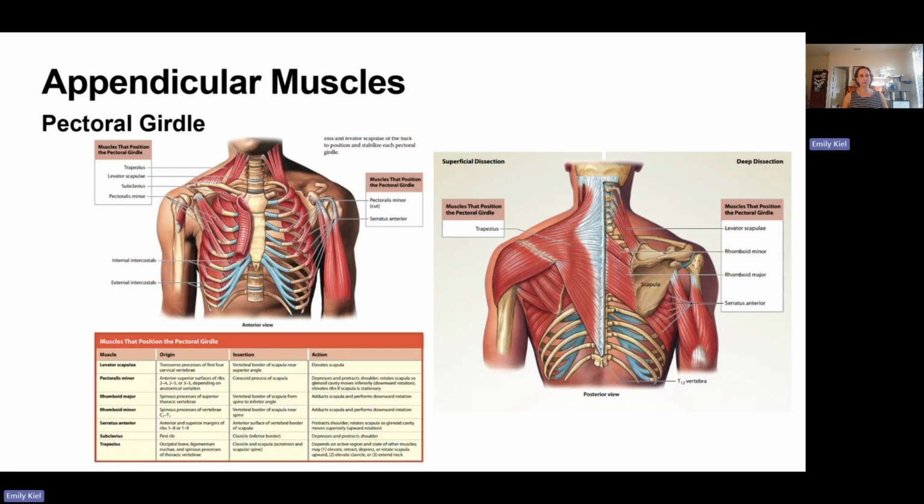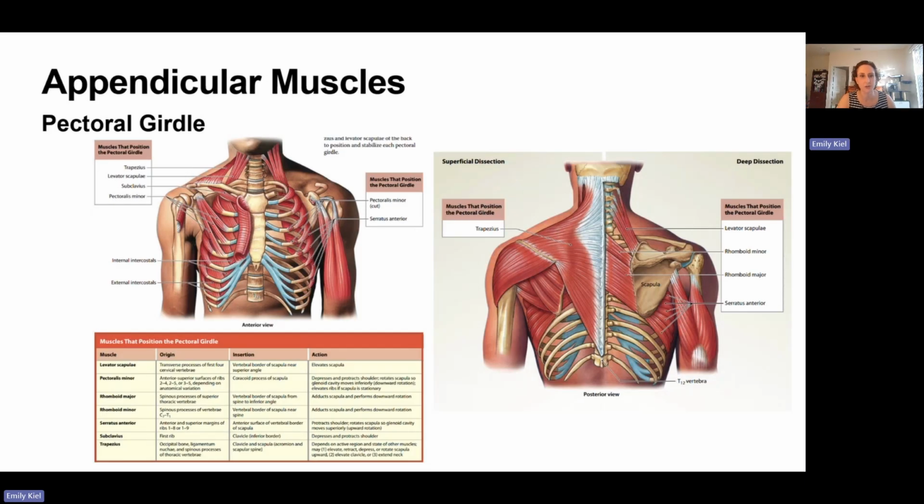Okay, appendicular muscles, we got our pectoral girdle. So these are what are going to attach our arm to our axial skeleton. In this case, know the muscles of the rotator cuff. Super, super, super important to know those. You have your subscapularis, your supraspinatus, your infraspinatus, and your teres minor. It's not the major, it's the minor. So remember that this minor muscle does a major job.